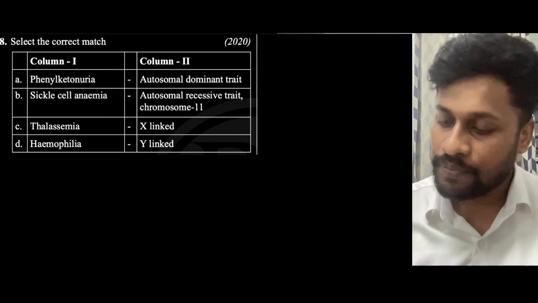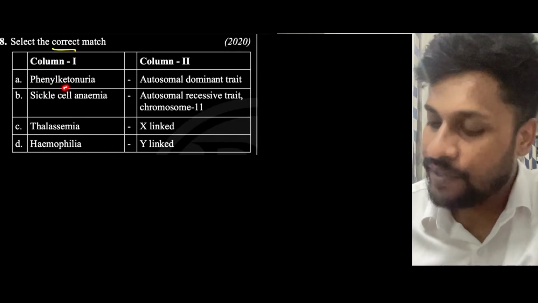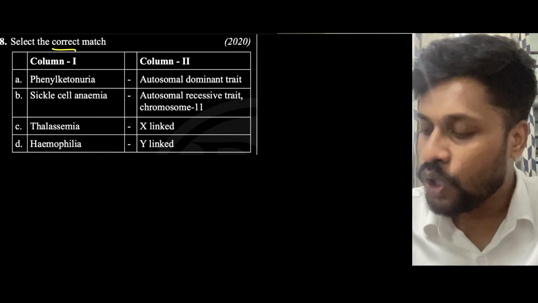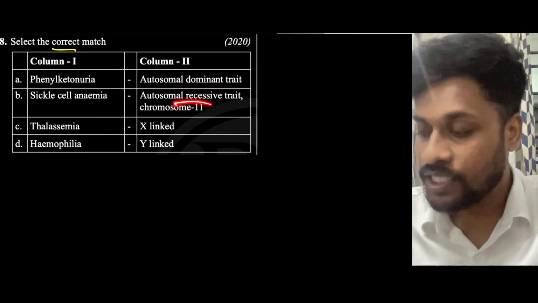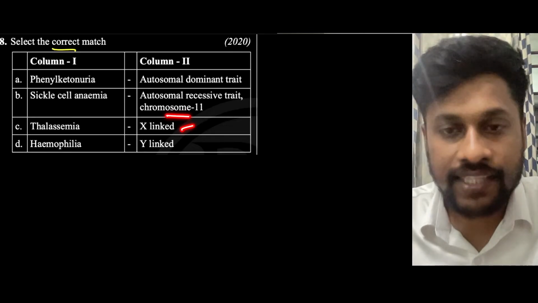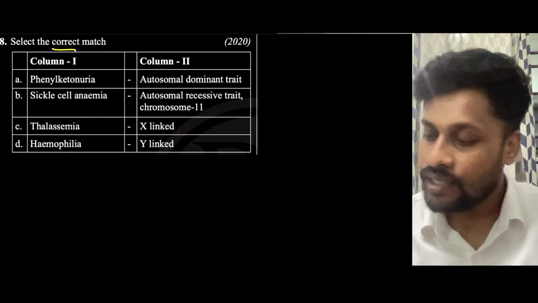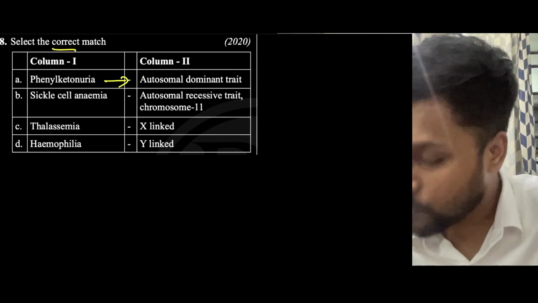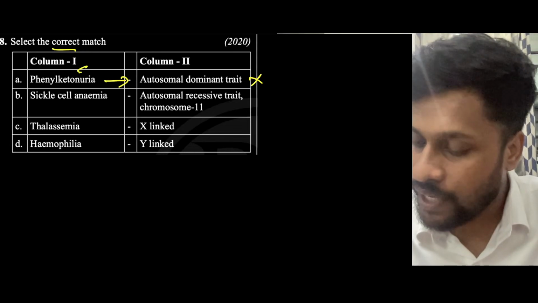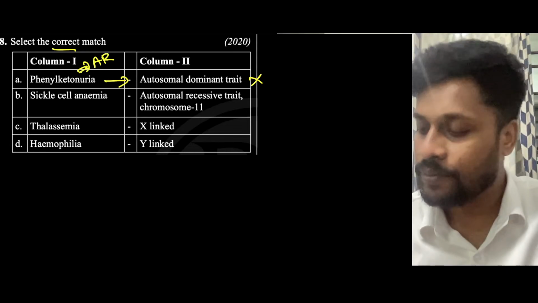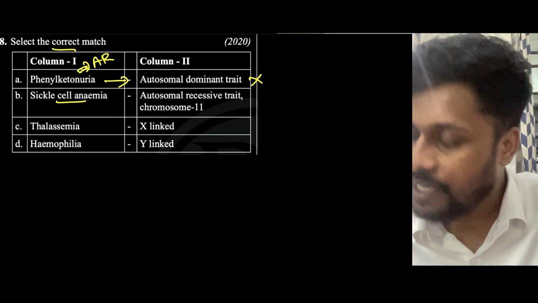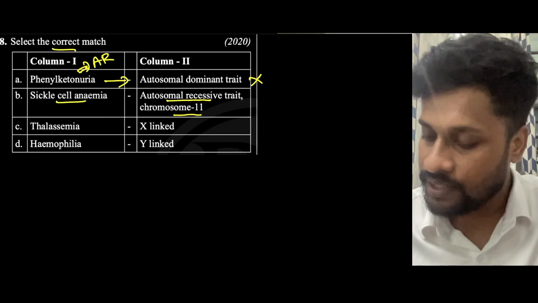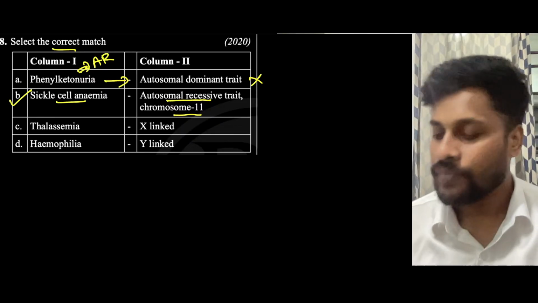Select the correct match. In column A, you can see phenylketonuria, sickle cell anemia, thalassemia, hemophilia. In column 2, autosomal dominant trait, autosomal recessive trait on chromosome 11, X-linked, Y-linked. Quickly answer. Here they are asking correct match. Phenylketonuria, autosomal dominant trait. It is wrong. Why? Because phenylketonuria is autosomal recessive. Now, sickle cell anemia, autosomal recessive trait on chromosome number 11. This is true. So option B will be the answer.